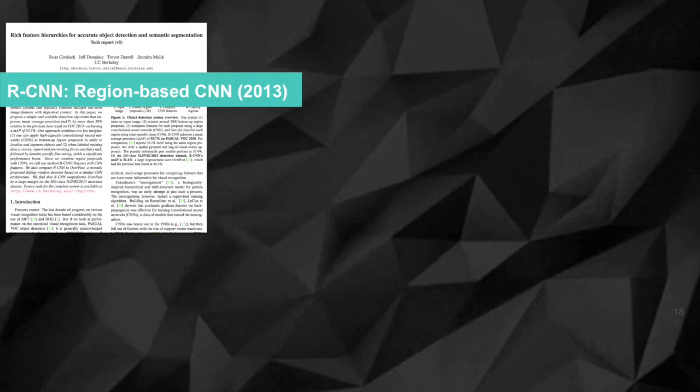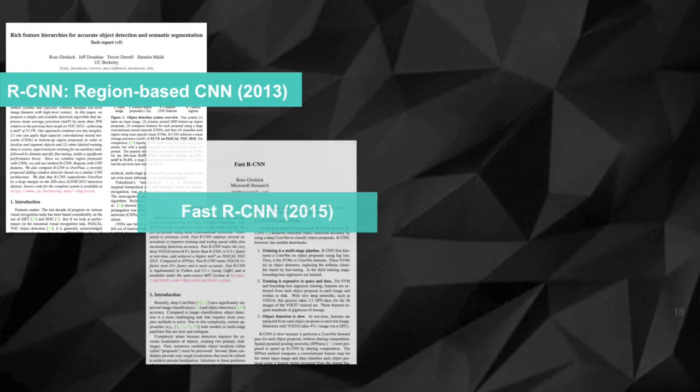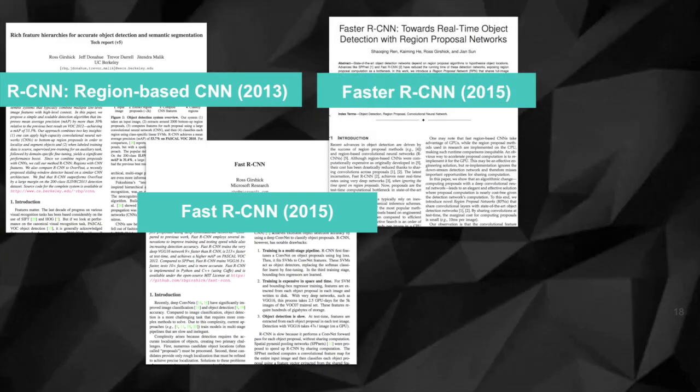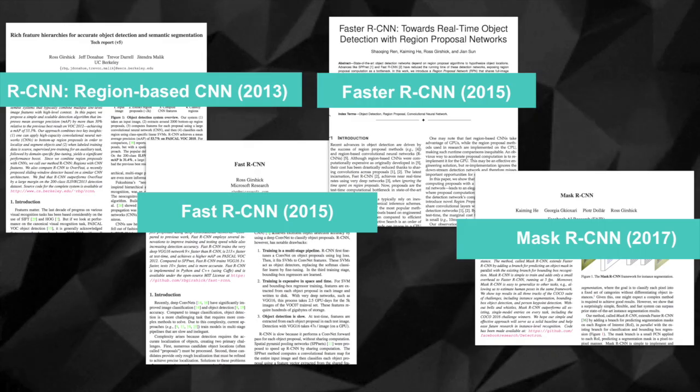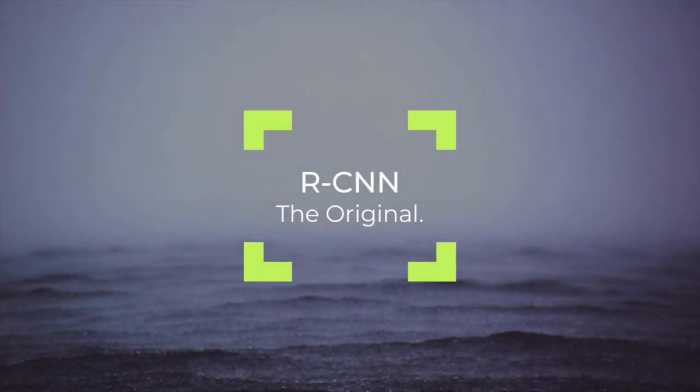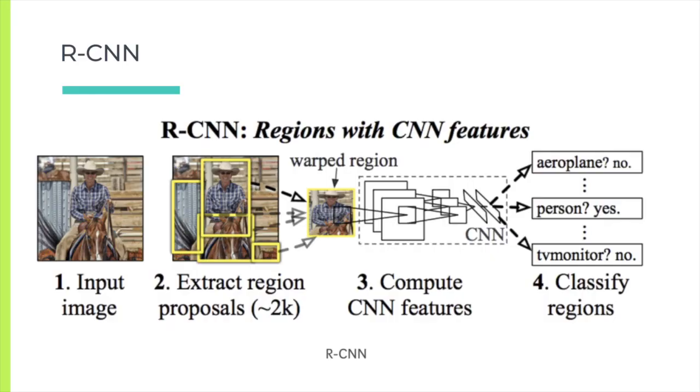To understand Mask R-CNN, it helps to look at its predecessors, namely the original R-CNN in 2013, Fast R-CNN in 2015, and Faster R-CNN published later that same year. These papers are the foundation for Mask R-CNN. Let's start with the original R-CNN, which was used for solving the object recognition problem.